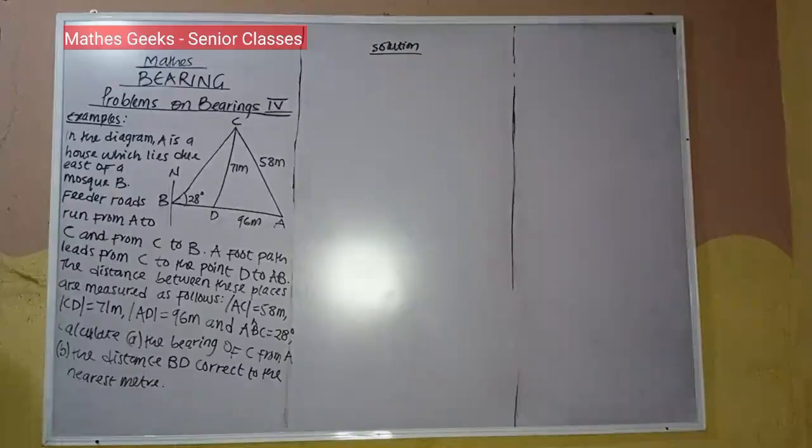In the diagram, A is a house which lies due east of a mosque, B. Feeder roads run from A to C and from C to B. A footpath leads from C to the point D on AB. The distances between these places are measured as follows: AC 58 meters, CD 71 meters, AD 96 meters, and angle ABC 28 degrees. Calculate A, the bearing of C from A, and B, the distance BD correct to the nearest meter.